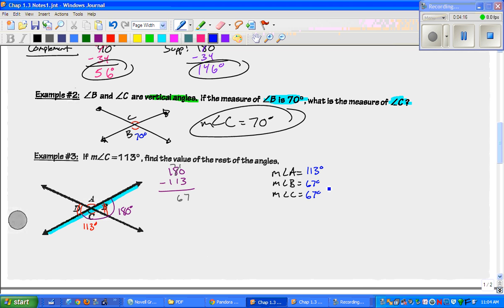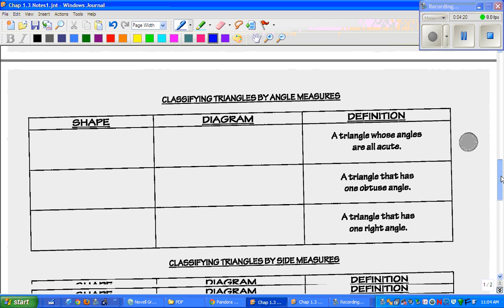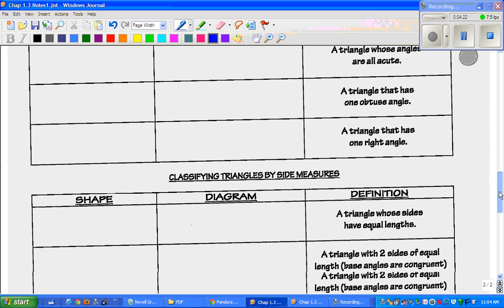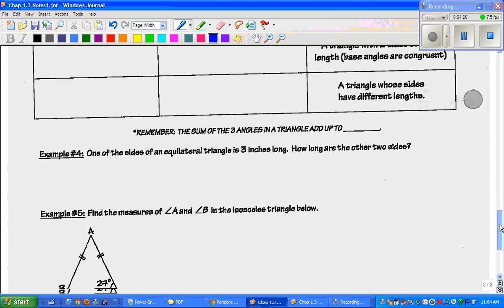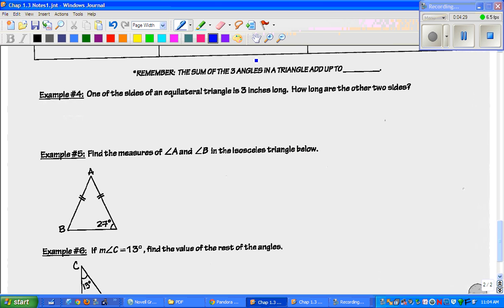All right, let's flip it over. Once again, for all of these definitions, click on the answer key to the notes. The key thing to remember, which says right here, is the sum of the angles of a triangle is 180 degrees. That's the key thing that we need to know.